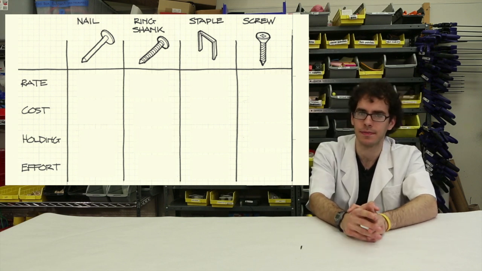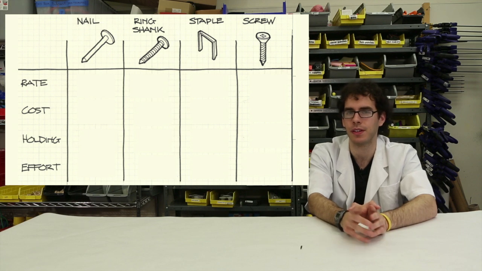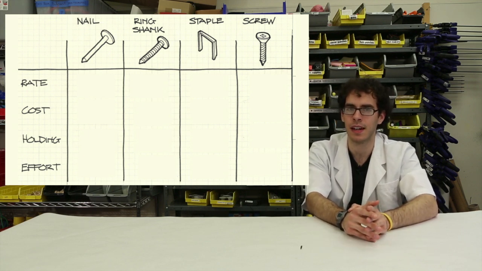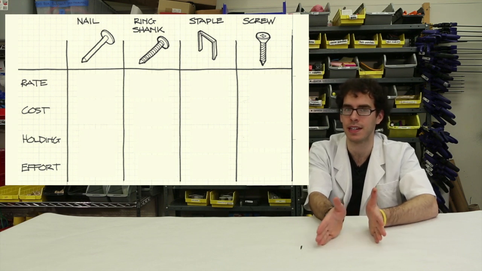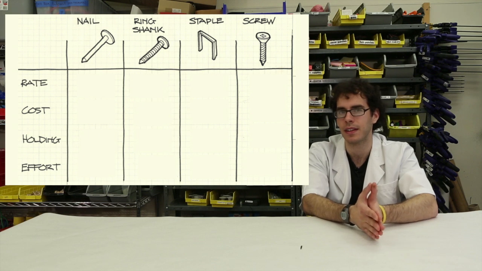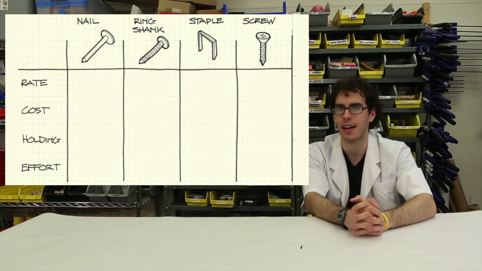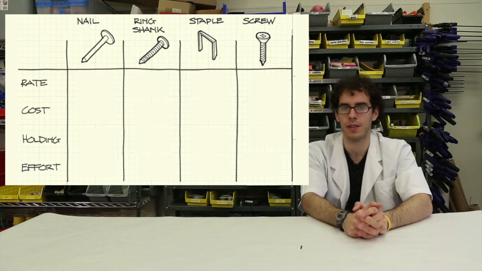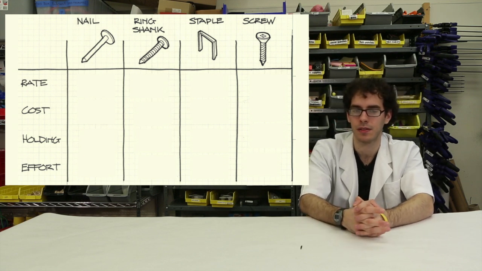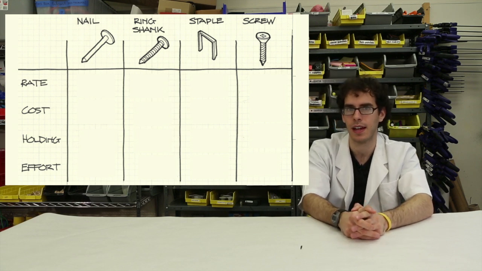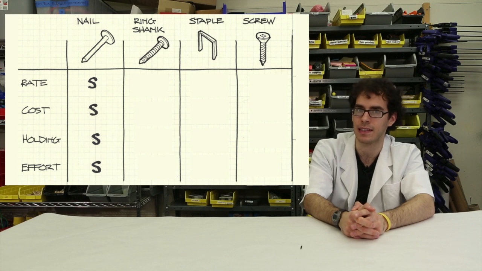So you want to start by picking what's called your datum, or your reference idea. This is the idea that you're going to compare all of the other ideas to, one at a time. It's a good idea to pick something that you're generally pretty familiar with as your datum or reference. So here, the nail, which most of us are pretty familiar with, is going to be our datum. And so you'll see a row of S's.